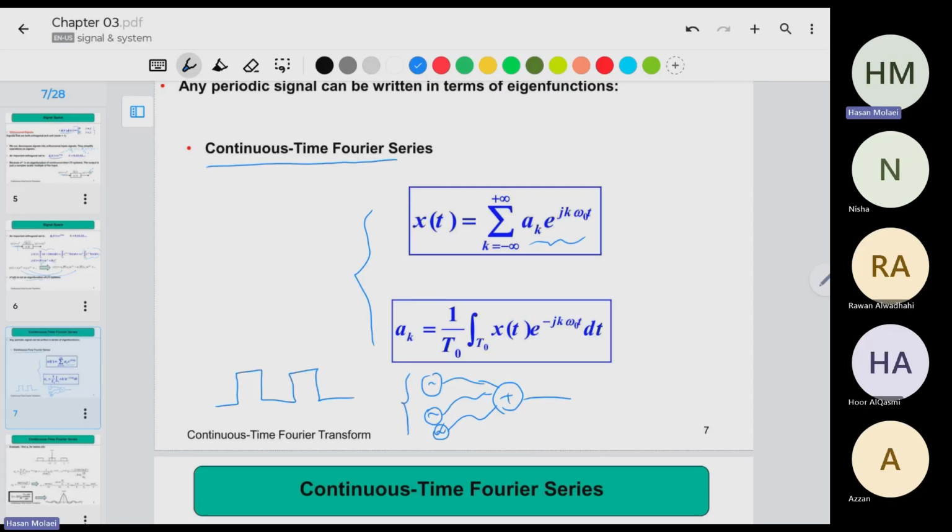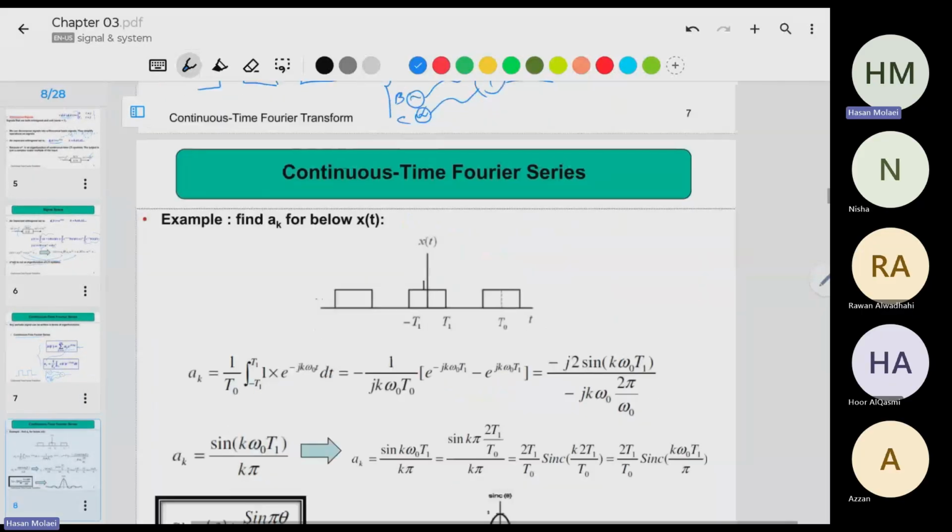I mentioned the Fourier series, how we find the amplitude of these signals. You didn't know how I set the amplitude of these sinusoidal signals. It was based on the Fourier series. We can find any periodic signal equal to this series, and we just need to find the coefficient a_k. Let's see how we do that.